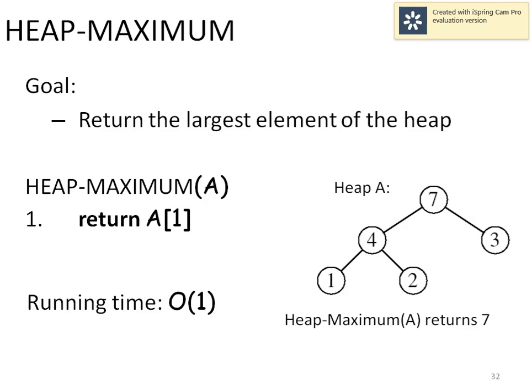So if we are starting the heap from index position 1, we will return the value stored at position 1, that is A[1]. If you are using the 0th index of the array, then accordingly you will return the A[0] element. And as you can see, this is a constant time function. So the running time of this function comes out to be order of 1. There is no loop, nothing.